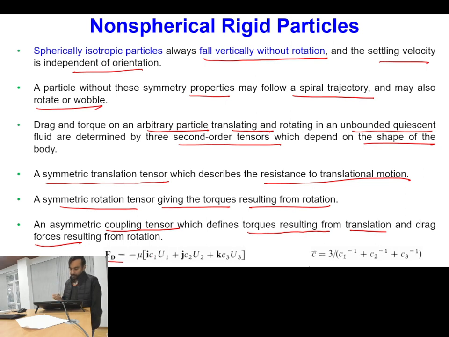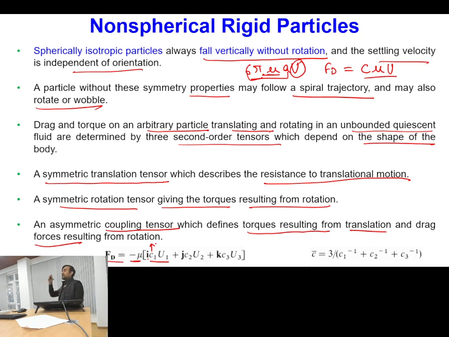If you have to determine the drag force acting on a particle only because of translation, then we know that drag force on a particle is 6 pi mu a u. Here 6 pi a are constants, u is velocity and mu is viscosity. So it means drag force can be approximated as some constant times viscosity and velocity. Is this point clear? So drag force is written as minus mu c_i1 u_1, where u_1 is velocity in the ith direction and c_1 is the corresponding symmetric translational tensor, which will come as a constant value in that particular direction. Then the second is c_j2 times u_2, where u_2 is velocity in the jth direction and c_2 is the tensor.